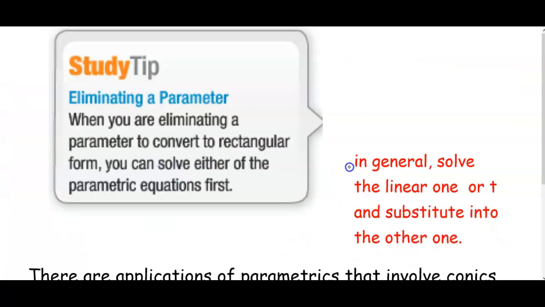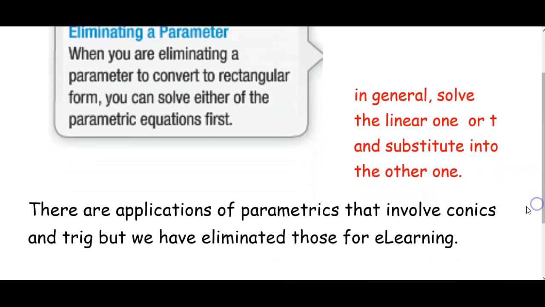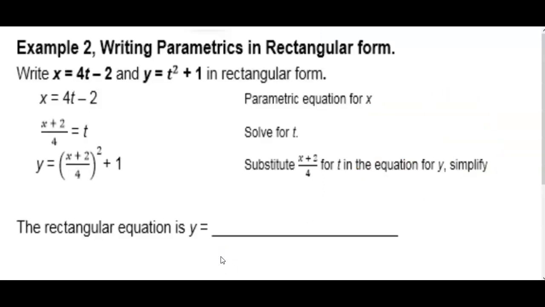All right, what do we have next? Okay, that's called eliminating a parameter. It says in general, solve the linear one for t and then substitute into the other one. And again, there are great applications using conics and trig, but we just cut some of those. So it's going to be a little boring today, just some quadratics and some lines. So example 2 you have on the notes sheet. This one is linear, this one is quadratic.